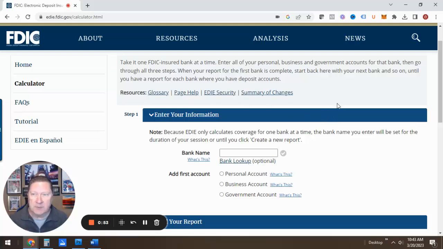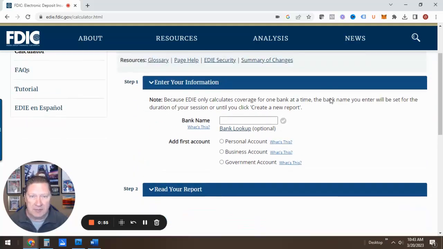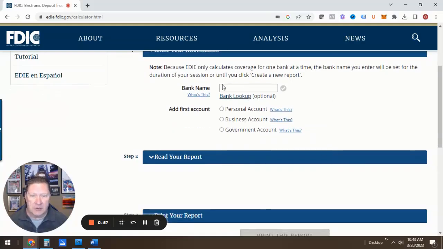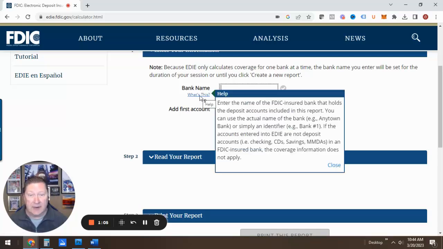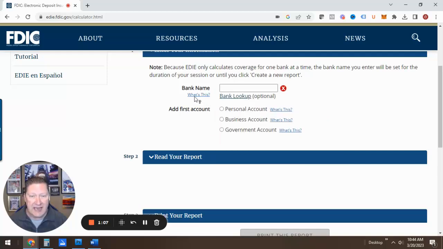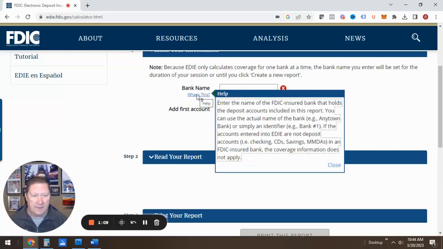So down here on this page, again, the link's going to be below the video. You're going to enter your information. Now I can put any bank in there, any bank's name. And first of all, it'll tell you if it is an FDIC-insured bank. That's the key right there. If you click on this little "What's this" tab, it will show you that: is the bank you're banking at today an FDIC-insured bank? If it isn't, this insurance coverage is not going to apply to you. So that's where you start at first.